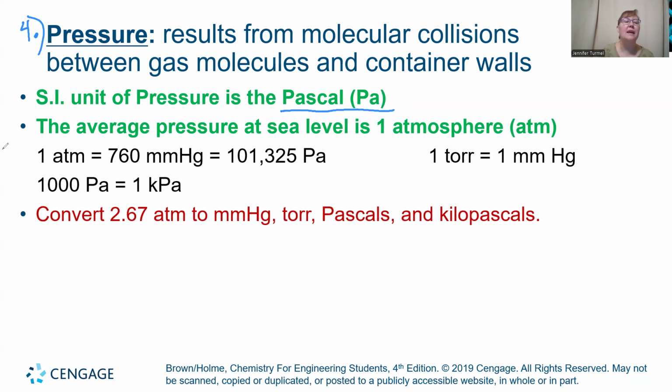So what they did is they said, okay, the average pressure at sea level is 1 atmosphere or 1 ATM. All right, now let's take a look at converting that.